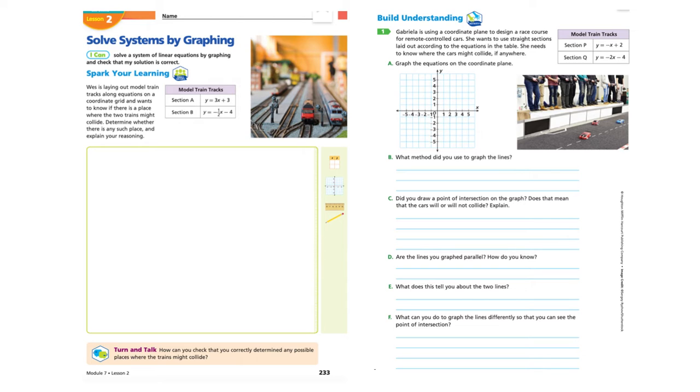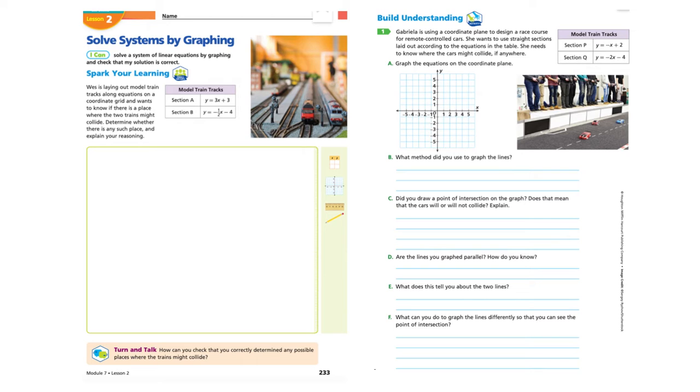So now if we look at build understanding, it says Gabriella is using a coordinate plane to design a race course for remote control cars. She wants to use straight sections laid out according to the equations in the table. So here's her table. And if you notice, these are all in the y equals mx plus b format. So that'll help you. She needs to know where the cars might collide, if anywhere. So in A, they just want you to graph these equations on this coordinate plane.